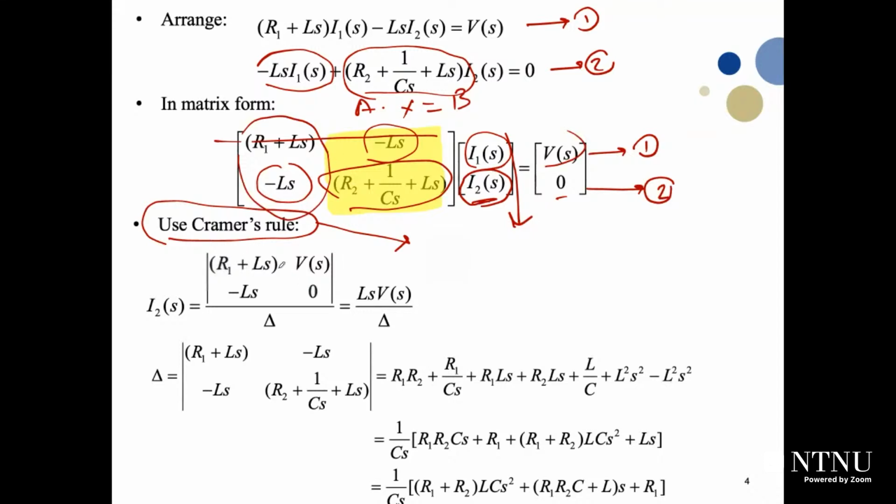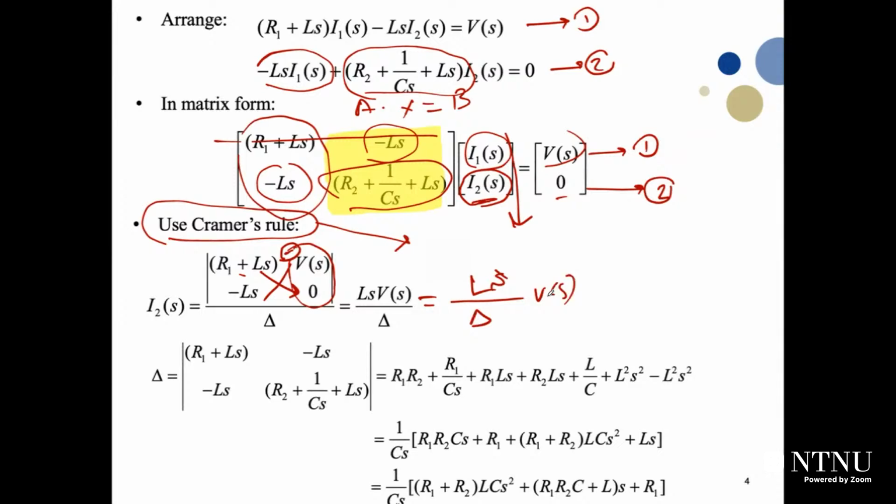So I2 of S will equal the determinant of this matrix, where we keep the first column and replace the second column with V of S and 0, divided by delta. Delta is the determinant of this equation. So let us find the determinant. It will be that part multiplied by this one minus this one. So it will be R1 plus LS multiplied by 0 minus V of S multiplied by minus LS. So it will be positive LS V of S. So the determinant of this matrix will be LS multiplied by V of S divided by delta, which equals LS divided by delta multiplied by V of S.